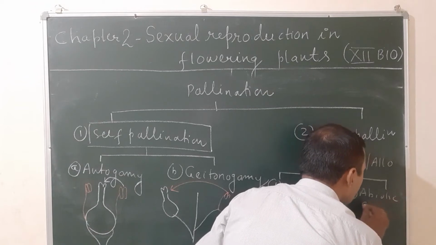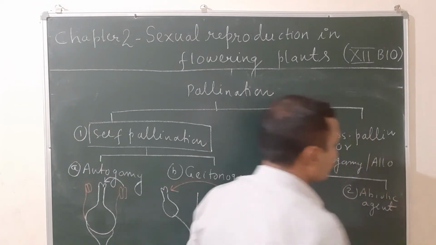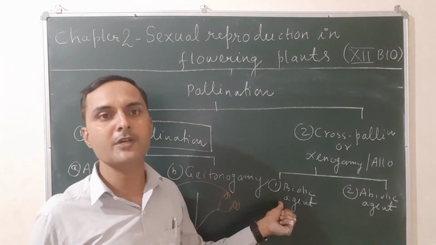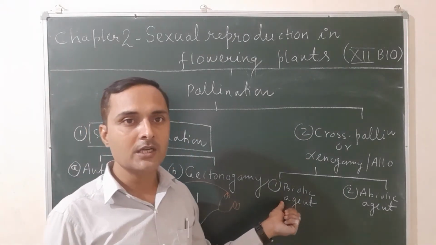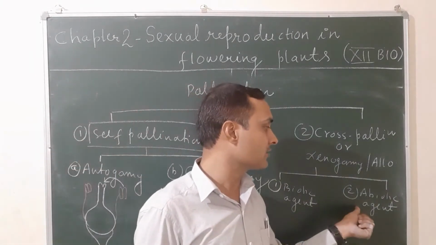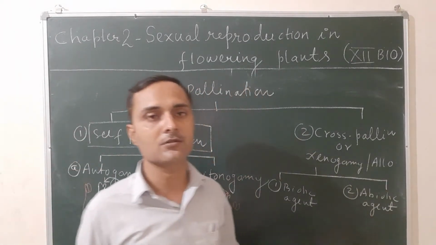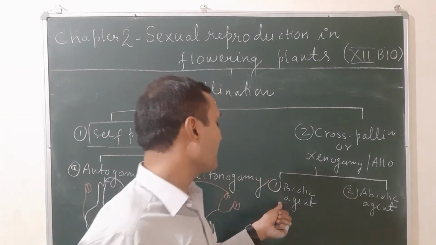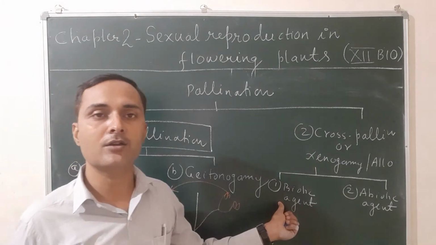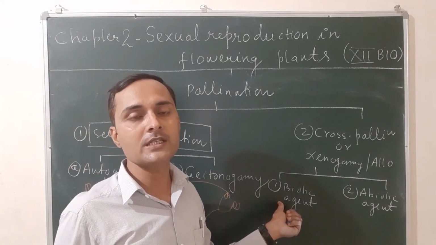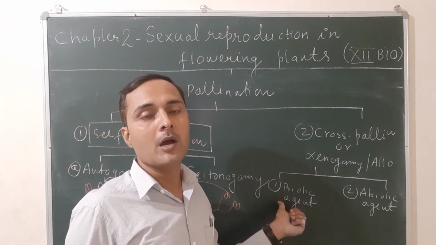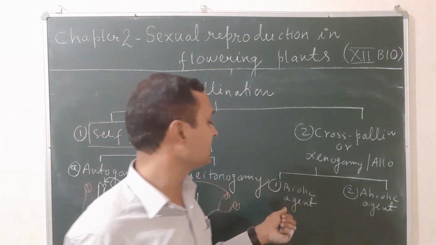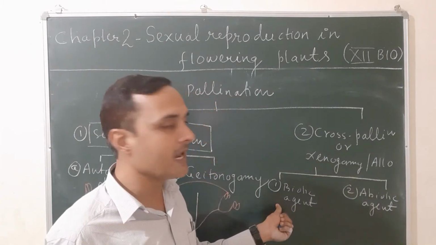When pollen gets transferred from one flower to another flower by living things, it is called through biotic agents. And when pollen gets transferred by non-living things, it is called abiotic agents. The most common biotic agents are insects; this is called entomophily. When it is bats, it is called chiropterophily. And when it is snails, it is called malacophily.